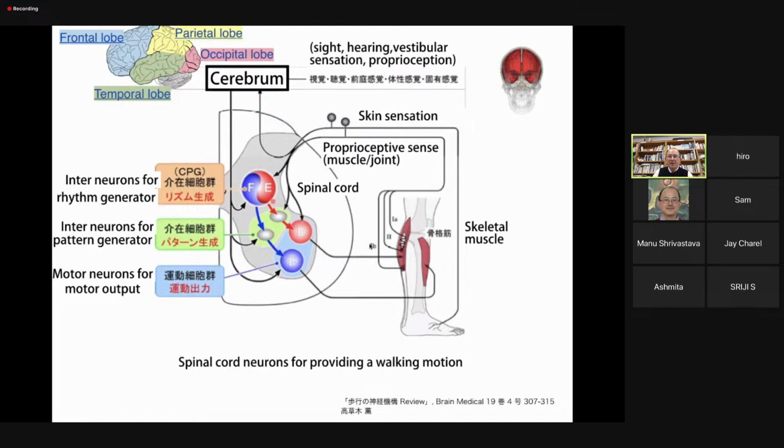It's connecting the muscle too. Skeletal muscle generates such repeated motion. That's why the rocking chair movement is happening. Then we can walk.